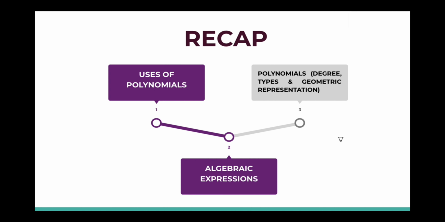So let's recap what we did before ending the discussion. Firstly, we studied the uses of polynomials. Then we studied algebraic expressions. And lastly, we went to polynomials. We studied what the degree of a polynomial is, the types of polynomials, and the geometric representation of polynomials. So we have reached the end of our discussion. Hope you found that helpful.